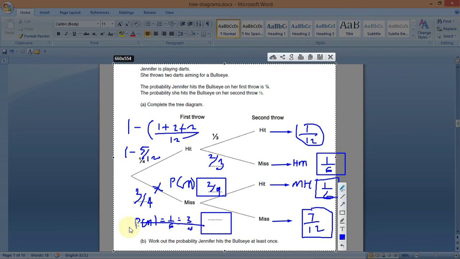So probability miss here times this probability here should give me 7/12. Therefore, probability miss will now be 7/12 divided by 3/4, which means times 4/3. I'll stop using calculator now, guys. 1 here, 3 here. So the answer here should be 7/9.